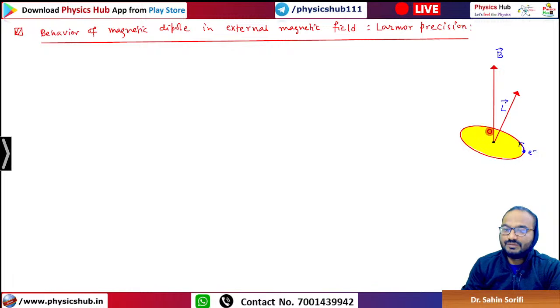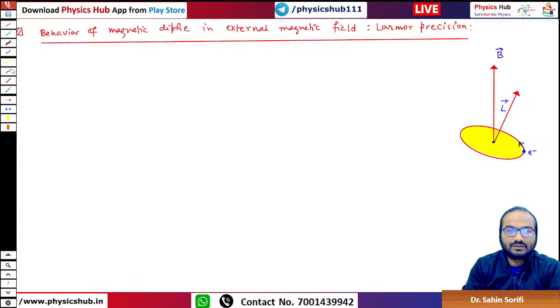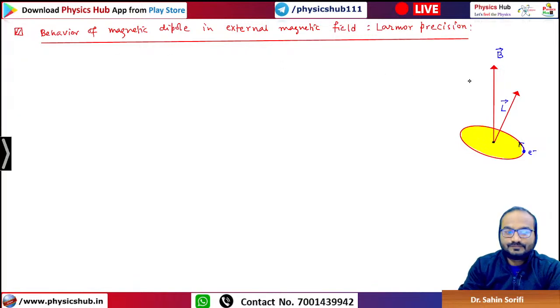Because of this precession, it will make a cone. The tip of the angular momentum vector will make a cone like this because of the precession of the electron orbit. I have just shown you one direction of the angular momentum, so it will create a cone like this.